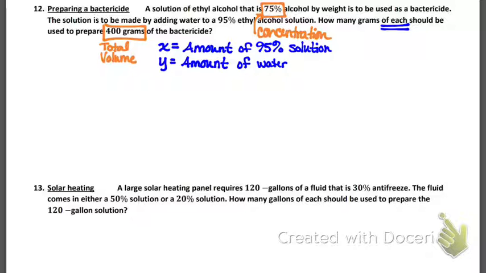So I need an equation that is about volume. Volume is just number of grams of this together with number of grams of that gives me a total of however many grams. So I'm going to take the 95% ethyl alcohol solution, to that I'm going to add water, and I want a grand total of 400 grams of that. So that is one of my parameters. The other parameter here is the concentration.